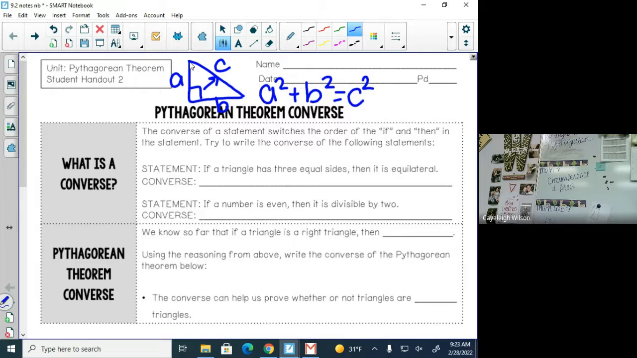Okay, so what is a converse? A converse of a statement switches the order of the if and then statements. So it says, try to write the converse of the following statements. If a triangle has 3 equal sides, then it is equilateral. So they want us to switch those. So I'm switching the if part and the then part. So to make a converse, I would say, if it is equilateral, then what? Then a triangle has 3 equal sides.